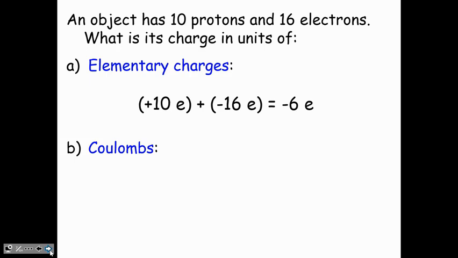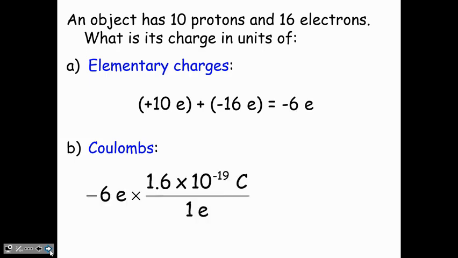To figure out how many coulombs of charge, we take our value from part A, -6 elementary charges, and we convert that from elementary charge to coulombs by multiplying it by our conversion factor. 1.6 times 10 to the -19 coulombs goes on top because we're converting to coulombs, and that's equal to 1 elementary charge, which we put in the denominator because we want to cancel out elementary charges and end up with coulombs. Our final answer is -9.6 times 10 to the -19 coulombs of charge.